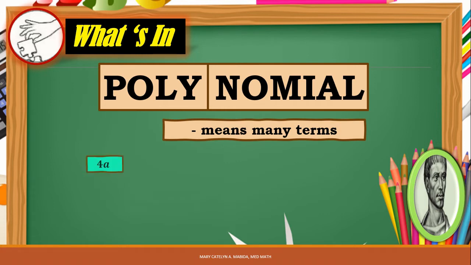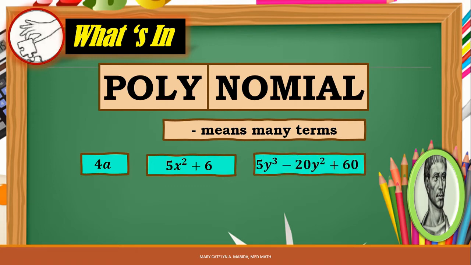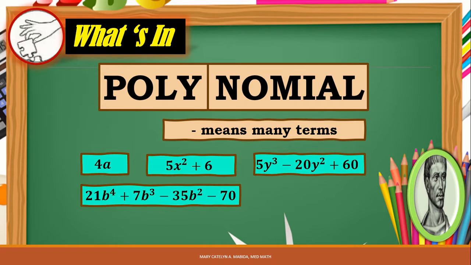For example, 4a is a monomial. 5x squared plus 6 is a binomial. 5y cubed minus 20y squared plus 60 is a trinomial. 21b to the fourth plus 7b cubed minus 35b squared minus 70 is a multinomial.